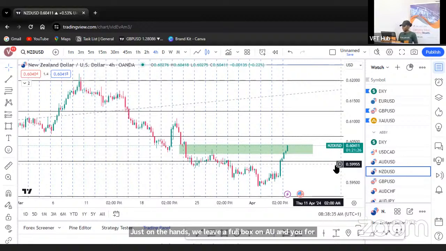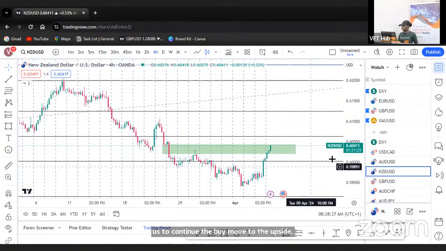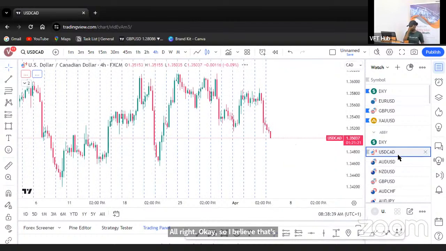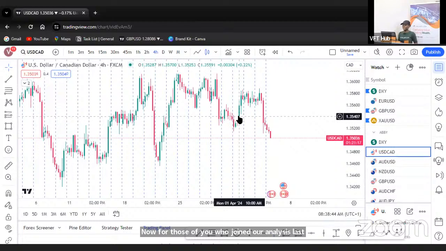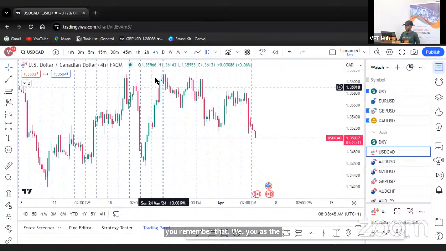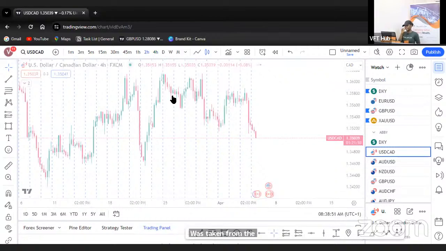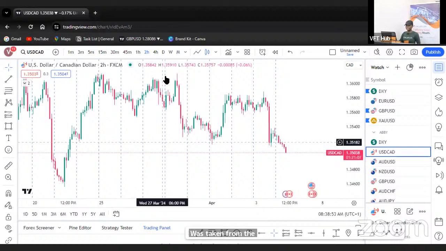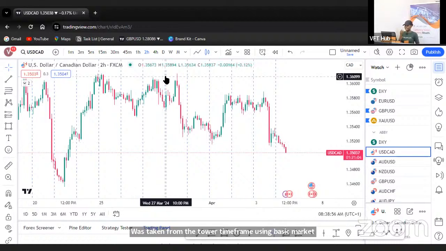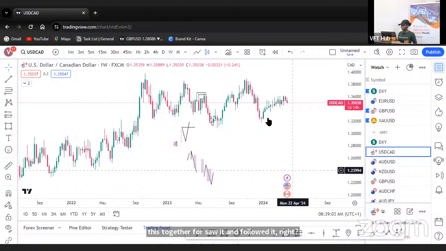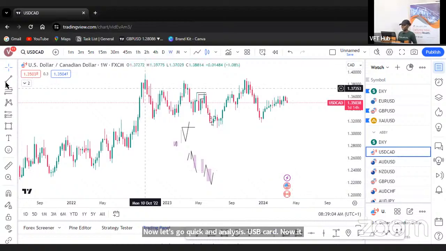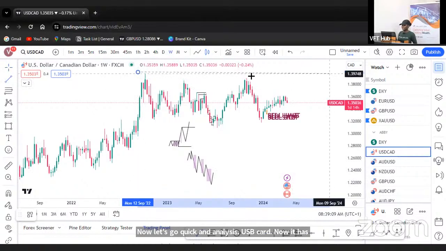All right. Okay, so I believe that's clear enough. Quickly look at USD/CAD. Now, for those of you who joined our analysis last week, you remember that this USD/CAD trade was taken from the 2-hour time frame using basic market structure. This had been selling and we analyzed it together, foresaw it and followed it, right? Now let's do a quick analysis. USD/CAD has been in some sort of range because we have equal highs that are still here.